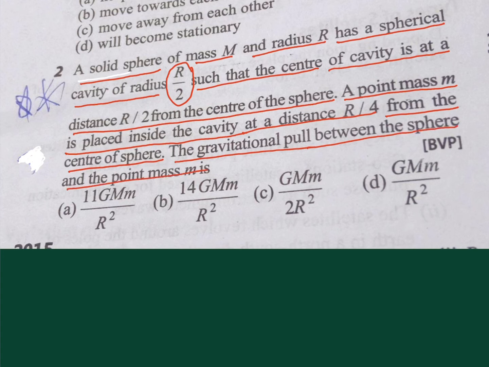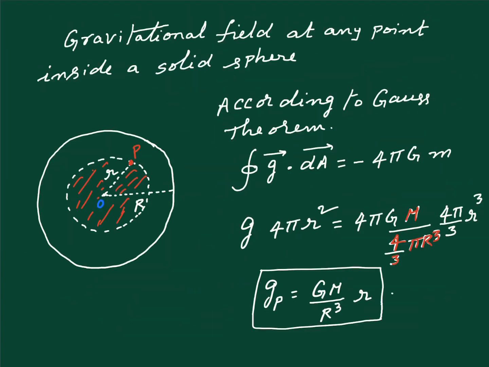So let us discuss. Let us first find the gravitational field at any point inside a solid sphere. One interesting thing is that the Gauss theorem is valid even in a gravitational field, because the gravitational field and the electrostatic field follow the same inverse square law.